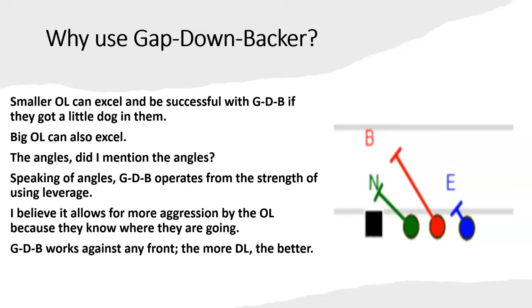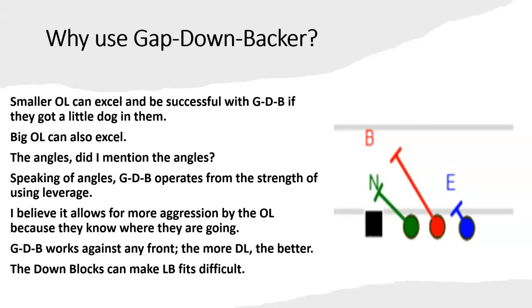And the more D linemen, it's really harder to block a 3-3 stack or a 3-5 because you ain't got but 3 linemen now. All right, now you got offensive linemen trying to block backers in space. But putting more guys on the line of scrimmage does not slow down gap down backer, not even close.